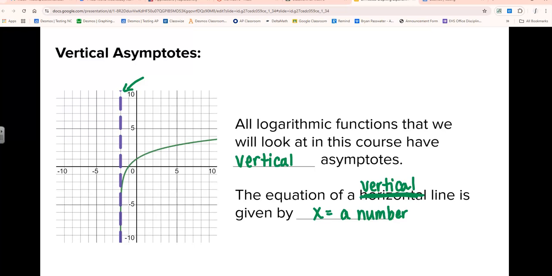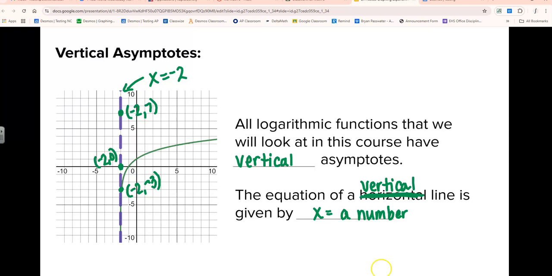Anyone? X equals -2. Okay, and the reason for that is your x-coordinate of all those points is -2. You got -2, 7 right here. You got -2, 0 right here. You've got -2, -3 right here. Like every point on that line has an x-coordinate of -2, right?